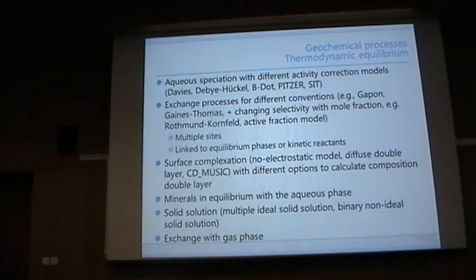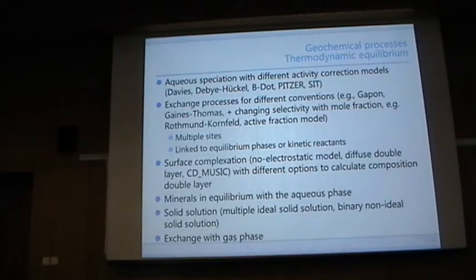For example, the Gaines-Thomas or the Gapon, but you can also have it in such a way that the selectivity quotients change with the mole fraction of your cations and your anions on the exchanger, and then you can use, for example, the Rothmund-Kornfeld model or the active fraction model. That means that when you have a very low mass fraction of a given cation, selectivity is mostly very strong, so that's kind of nonlinear stuff.